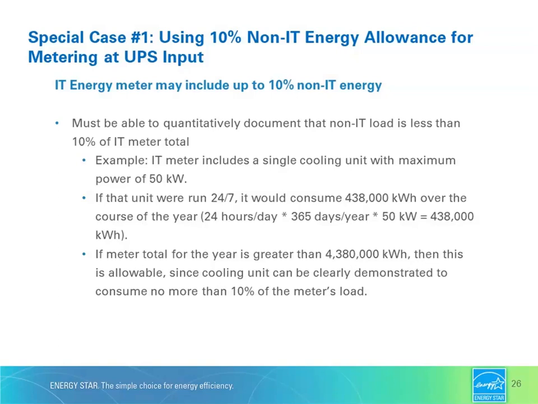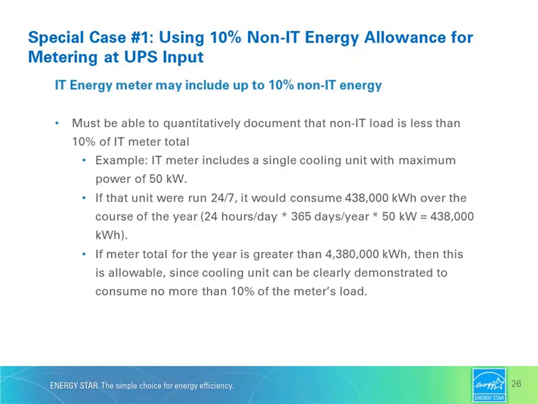So if that 50 kilowatt unit were run 24/7, then we can calculate that it would consume a theoretical maximum of 438,000 kilowatt hours over the course of the year. That's 24 hours a day times 365 days a year times 50 kilowatts equals 438,000 kilowatt hours. So if the annual total on the meter is greater than 10 times that, or 4,380,000 kilowatt hours, then we know that the cooling unit could not have possibly accounted for more than 10% of the meter's annual load. So that would be allowable.